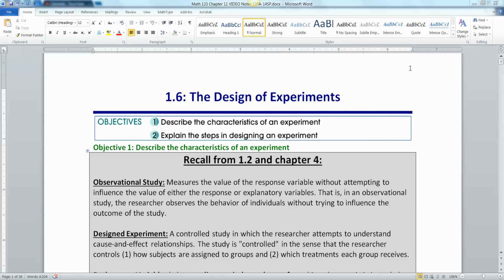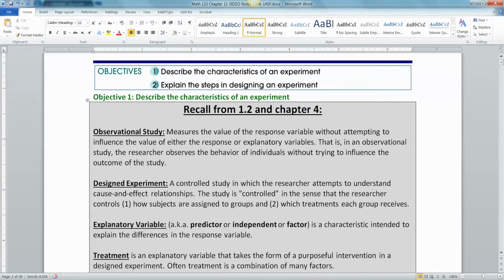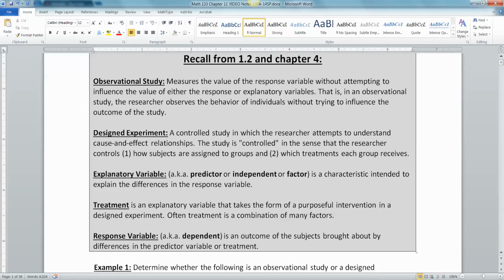Now, the first thing we want to do is remember from section 1.2, there's a difference between an observational study and a designed experiment. An observational study is when you're measuring your response variable versus your explanatory variable, but the researcher just observes the behavior of individuals and doesn't try to influence the outcome. The researcher doesn't really have control over the people in the study, if that makes sense. A designed experiment, however, is when the researcher has control over who gets to be in what group and what treatment they get, right? What do they do to these people? What do they test them on? That kind of thing. The researchers control the people.